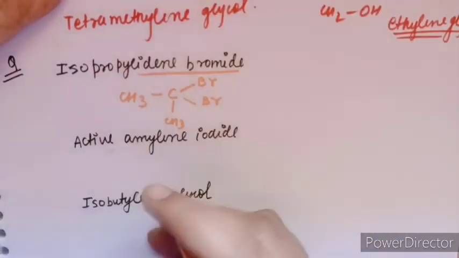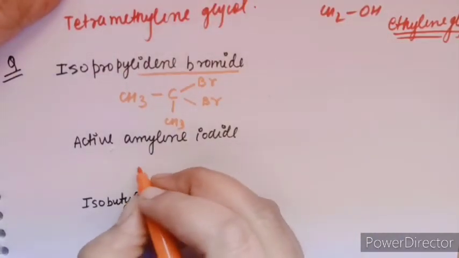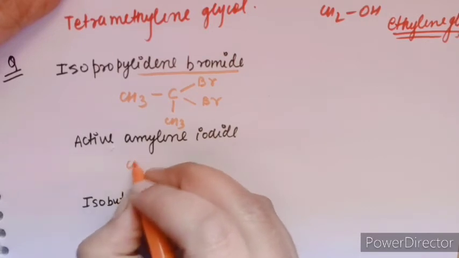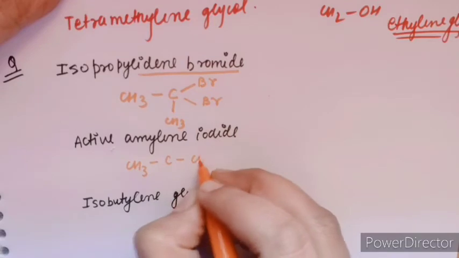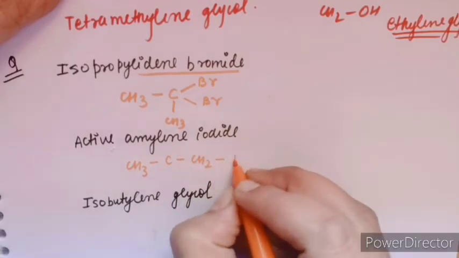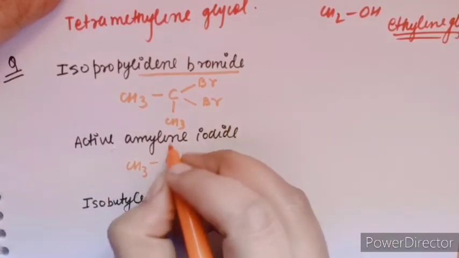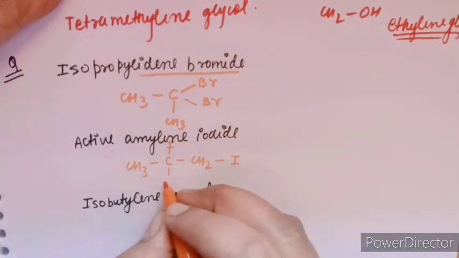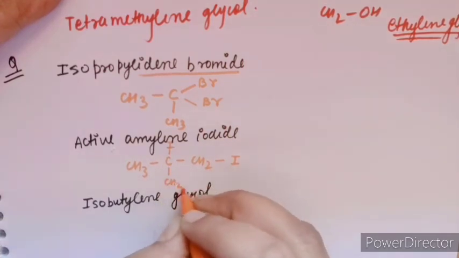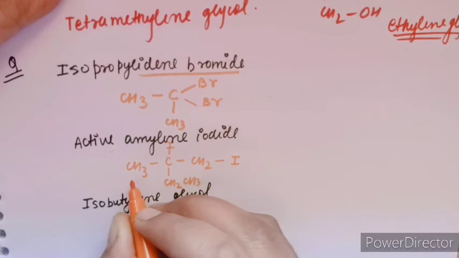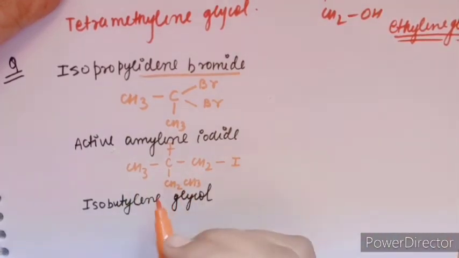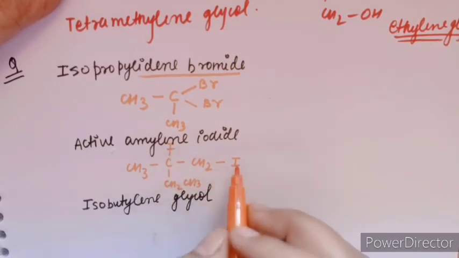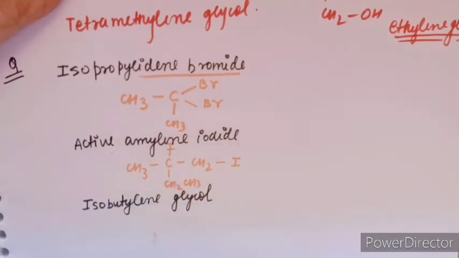The second one is active amylene glycol iodide. We have discussed the example. So it will be like this: CH3C, CH2, one iodine is here and one iodine is here, then CH2 CH3, meaning a total of 1 2 3 4 5 carbons are present, and both the iodine or halogen groups are attached at the adjacent carbon atoms.